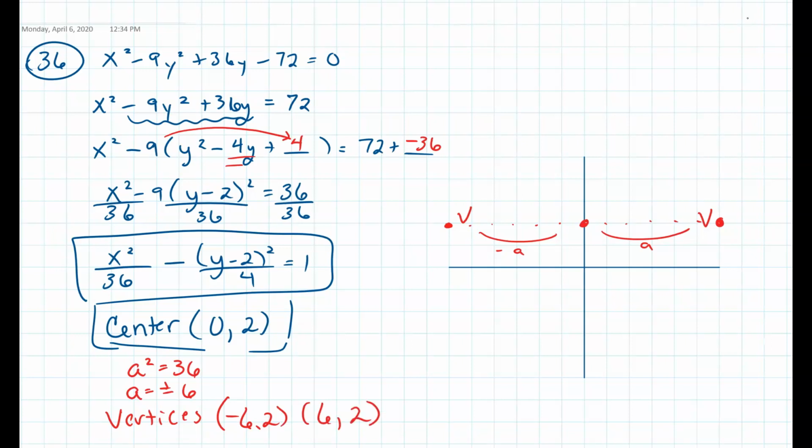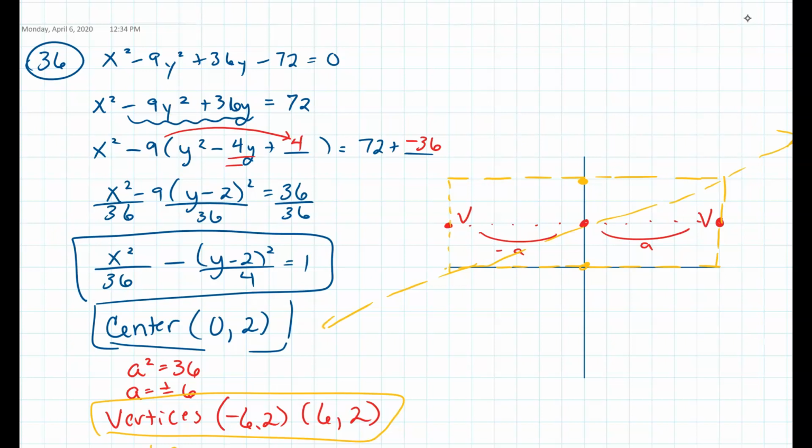All right, now we just have to use b to make our box. So b squared we know is 4, so b is going to be plus or minus 2. So I have to go up 2, down 2, and then we make our box that we're going to draw our asymptotes in. Remember, the box will have the vertices and our other 2 points here. Then we draw the asymptotes diagonally across, and yes, those of you who use a ruler, you know you're going to do a better job than me. And then we draw in our two hyperbolas, touching the vertex and getting close to our asymptotes. And that is your hyperbola.